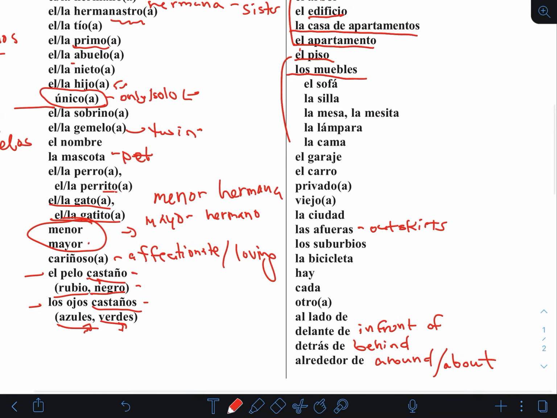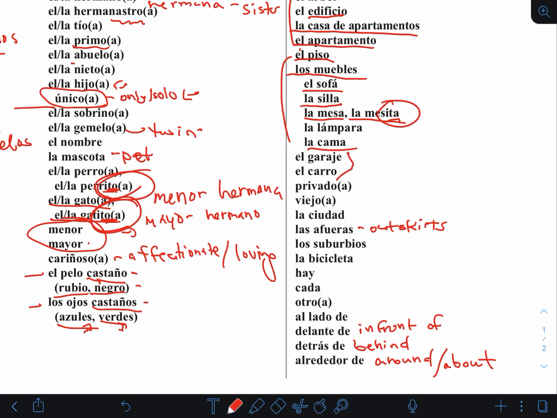So furniture. So we got el sofa, the couch, right? Or the sofa, whatever you guys call it. La silla would be a chair, or the chair. La mesa is the table. La mesita would just be a smaller table. You guys notice, and look back over here, when it's talking about something smaller, it's ito or ita, whatever. You just add that to the word. For the most part. Not all the time, but most of the time. La lámpara would be a lamp, right? And la cama is the bed.